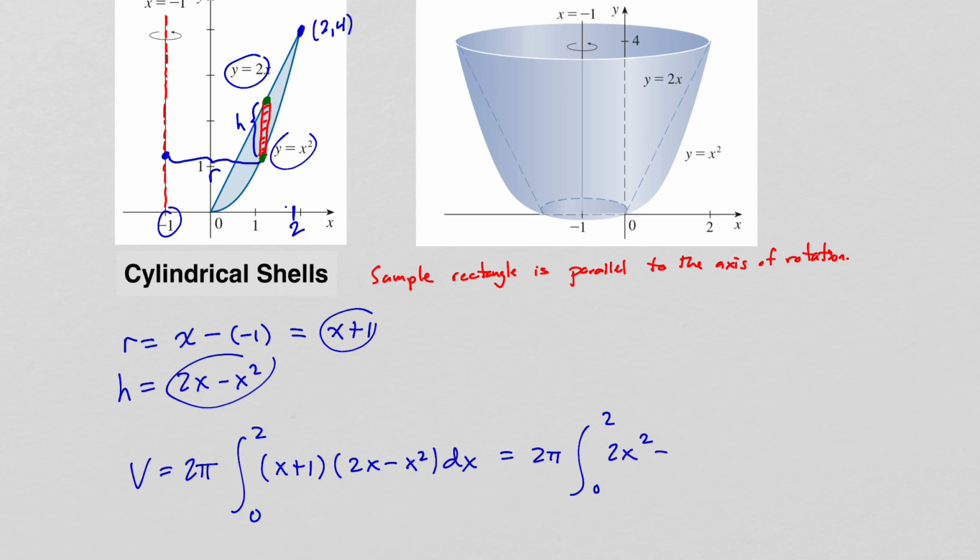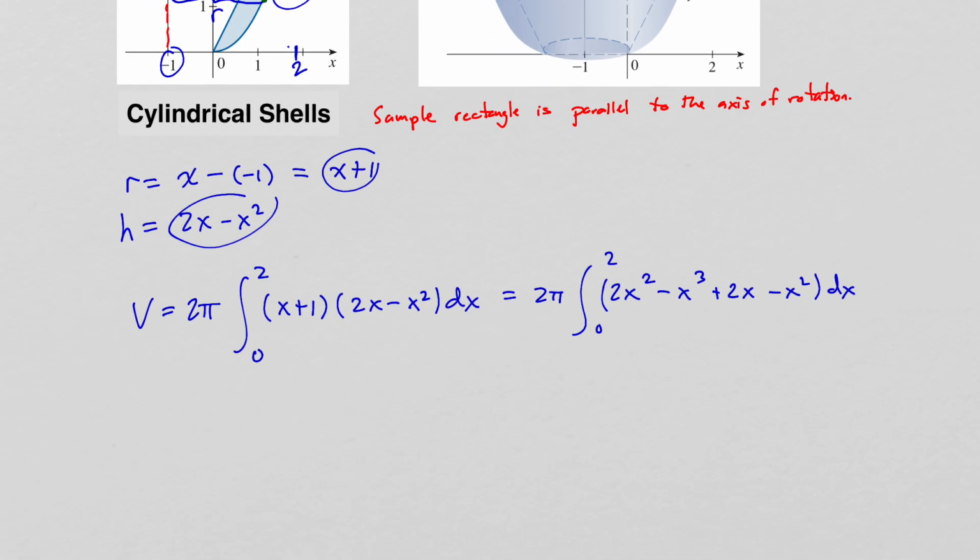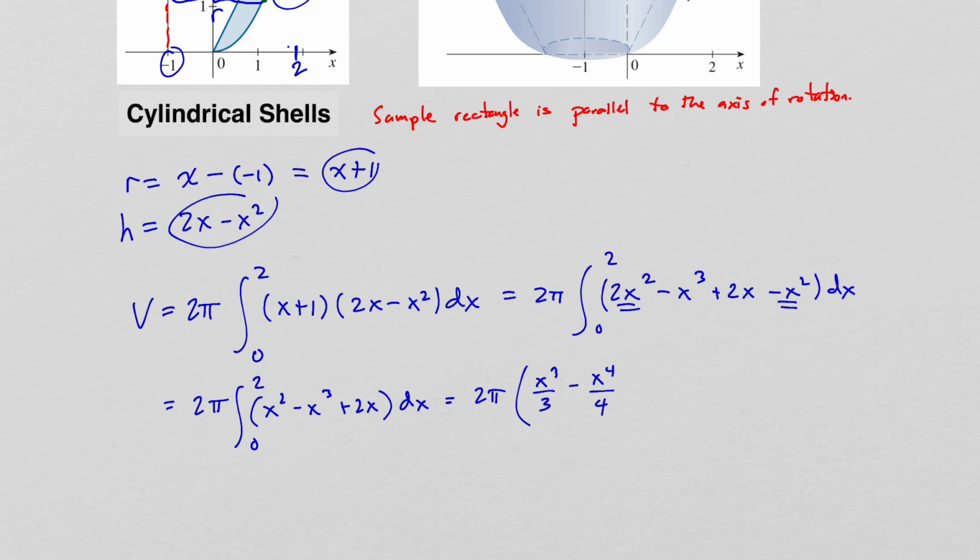So, double check all of my work here. Make sure that you understand where all these steps are coming from. And then we'll go ahead and combine like terms a little bit here. So let's see, we've got 2x squared minus x squared, that's x squared, minus x cubed plus 2x. So then we have 2 pi times, when you take the antiderivative, x cubed over 3 minus x to the 4th over 4 plus x squared. We're going from 0 to 2.